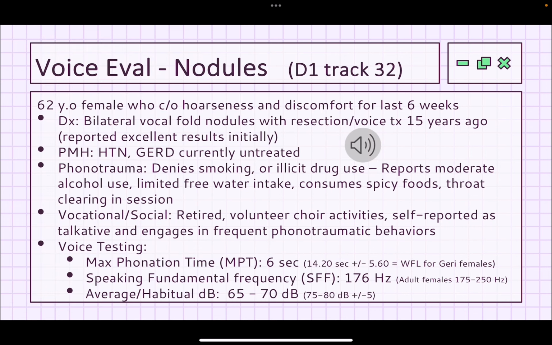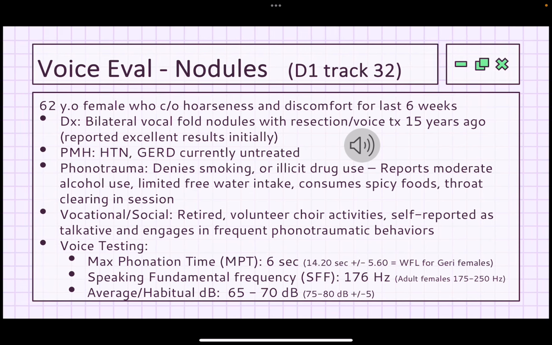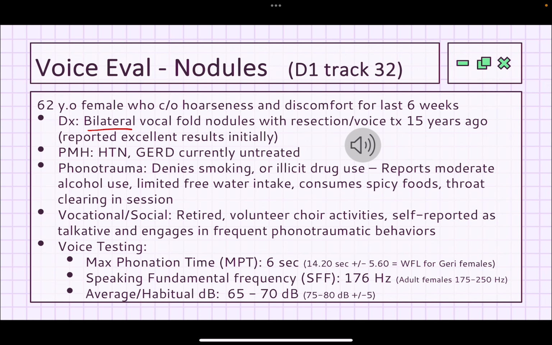The next slide that we're looking at here is an actual evaluation of a client. What you'll notice is that she has a horsey voice, the horsiness in her voice, and she has those nodules. Notice that they are bilateral, which means that they're on both sides. And we're going to take a listen to her voice. Please note other things that are being evaluated.